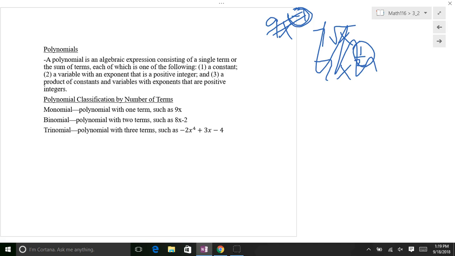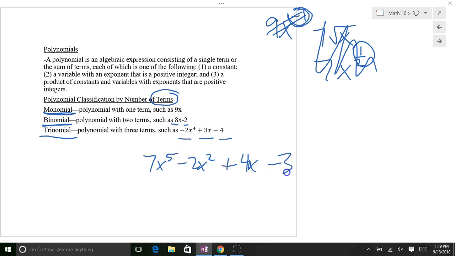Okay, so you can classify them 2 different ways. The first way we're going to classify them is by number of terms. If you look at the 9x, that has 1 term, right? And so you call it a monomial. Whereas the second one, 8x minus 2, you've got the 8x and the negative 2 there, 2 terms, so you call it a binomial. If you've got 3 terms, trinomial.